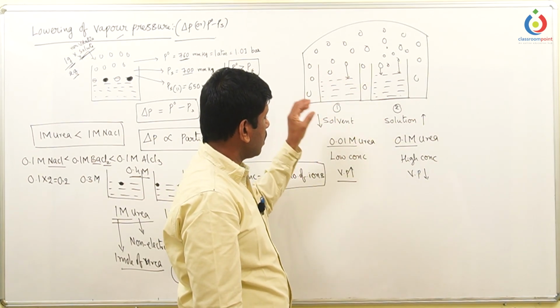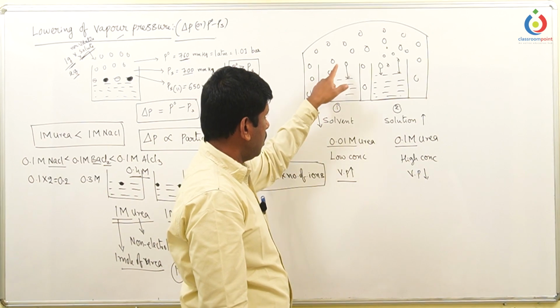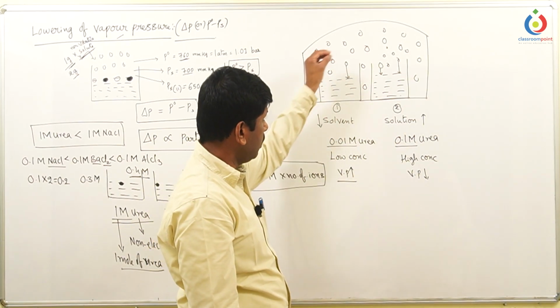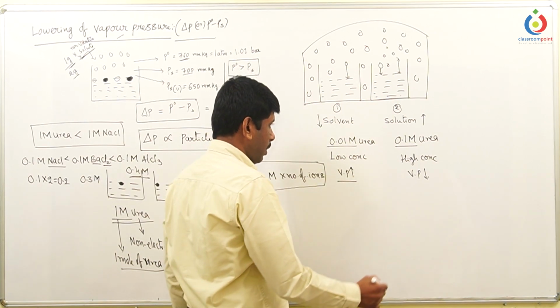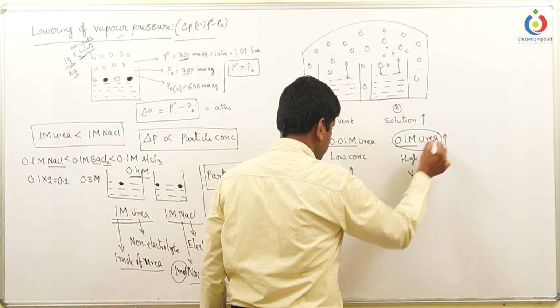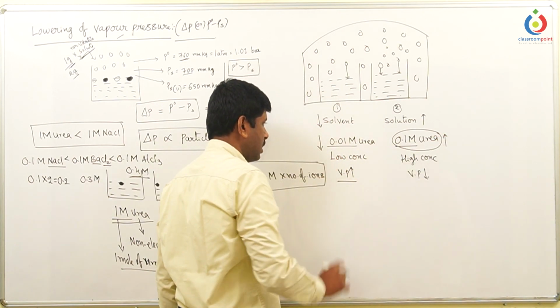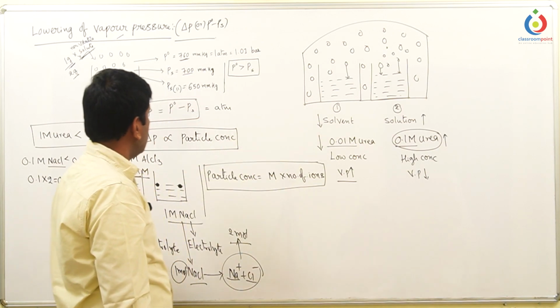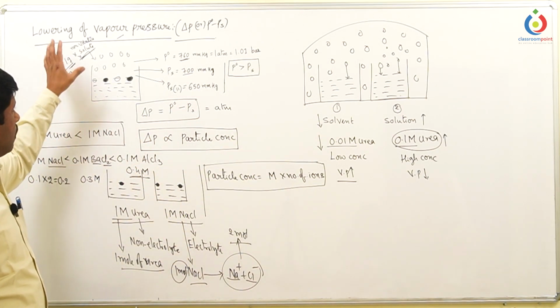the solvent molecules start to flow from the low concentrated solution to the higher concentrated solution in the form of vapor, so that the volume of the more concentrated solution gradually increases and the low concentrated solution gradually decreases. So this is about the lowering of vapor pressure.